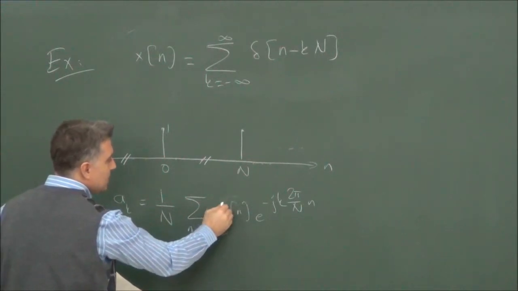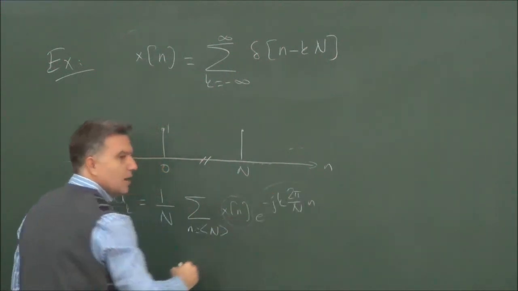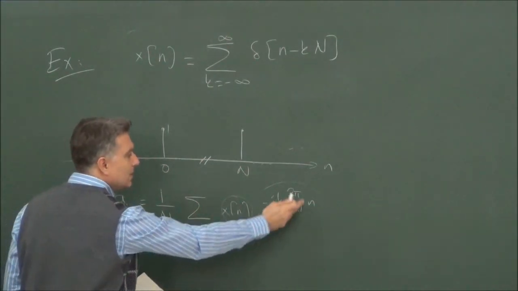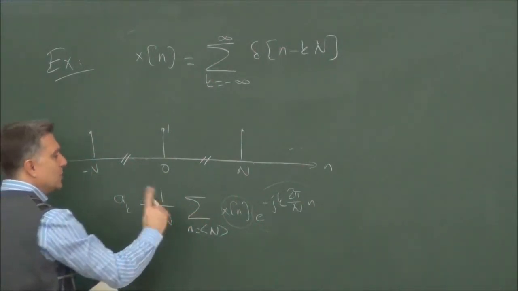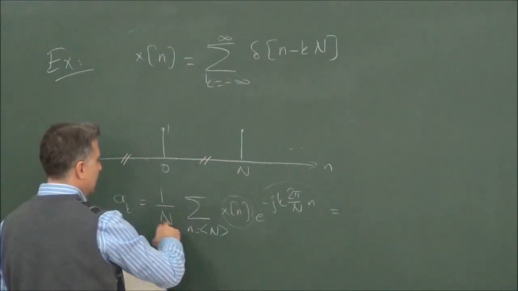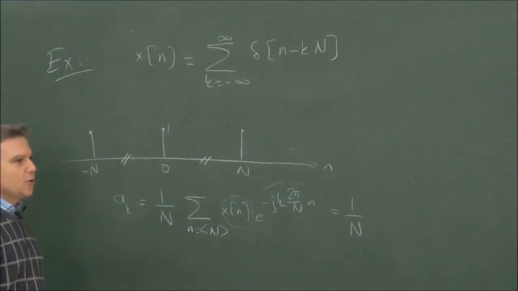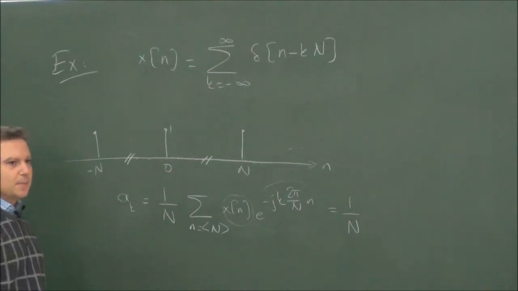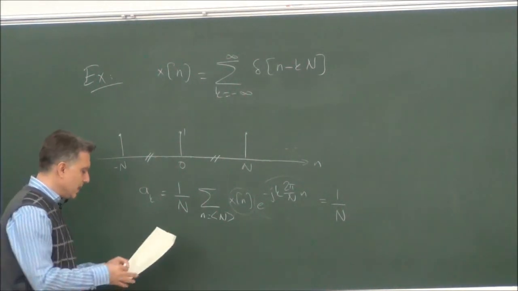When n is equal to 0, this exponential becomes 1 again. For all other n's, the x[n] becomes 0, so whatever the value of the exponential, it is multiplied by 0. So this summation has only one coefficient, which is 1. And therefore, the outcome of this summation is 1 times 1 over N. So it is 1 over N, simply. This is the Fourier series coefficient. For which value of k? What is the k index that corresponds to this? For all values of k, it is identical to 1 over N.